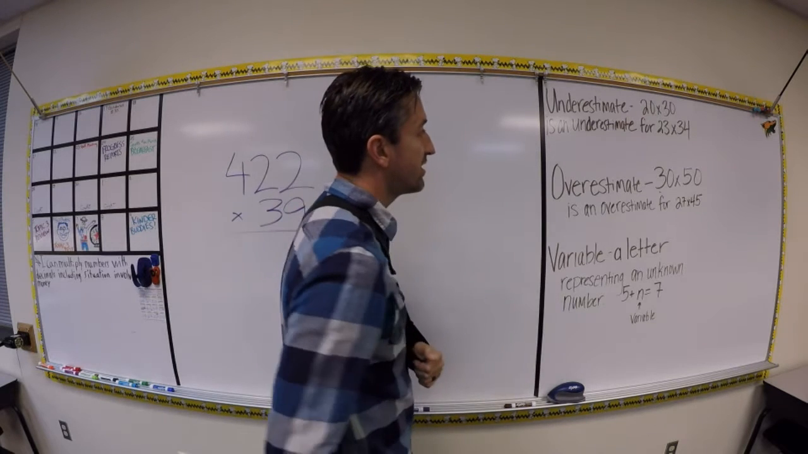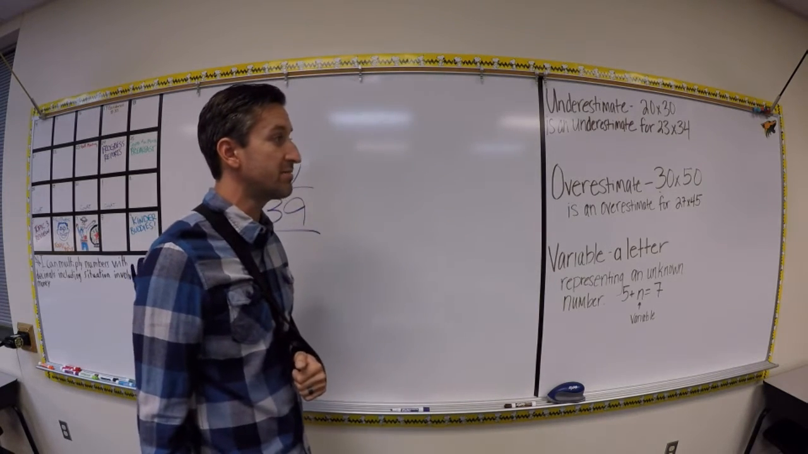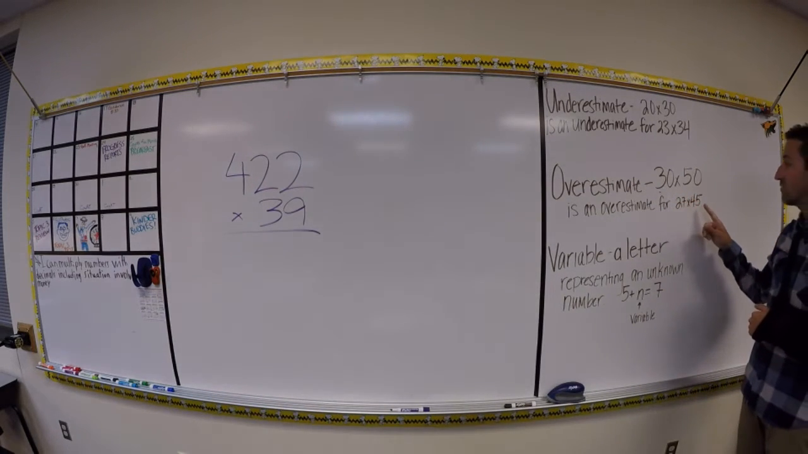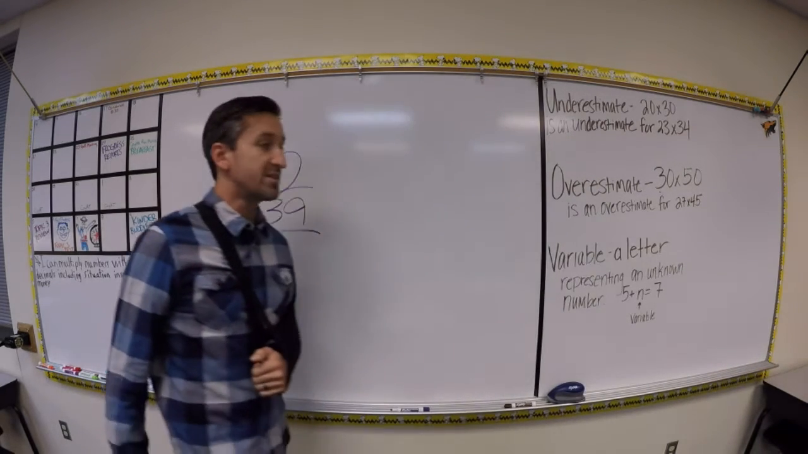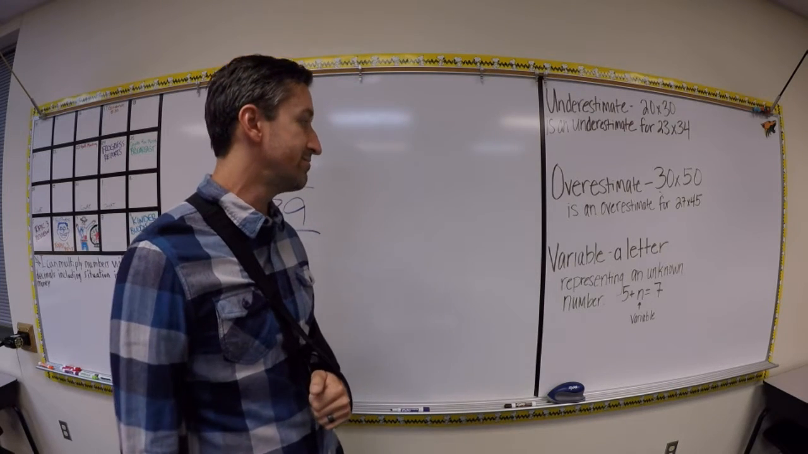An overestimate: 30 times 50 is an overestimate for 27 times 45, because you can see we rounded 27 up to 30 and 45 up to 50. So an overestimate is going to give us a higher estimate than what the actual number is going to be.